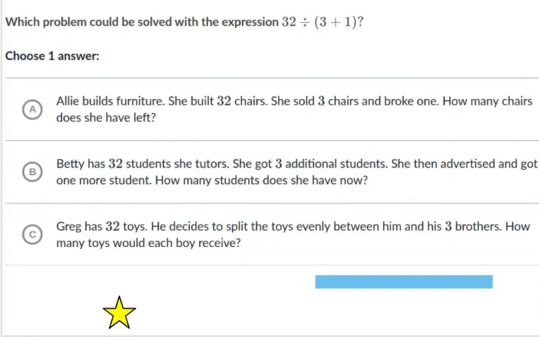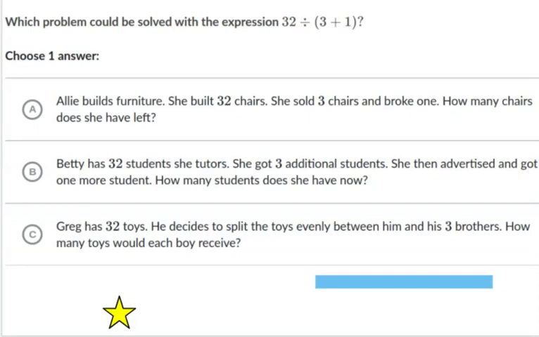Finally, we have Greg for letter C, and it says Greg has 32 toys. He decides to split the toys evenly between him and his 3 brothers. How many toys would each boy receive? Okay, push pause on the video and reread these answer choices to yourself. When you're ready, push play and we'll go over it.